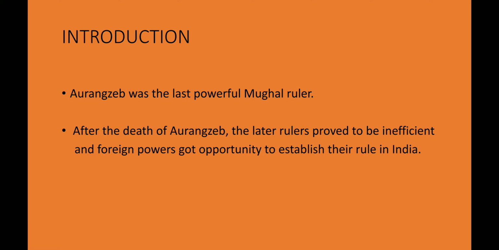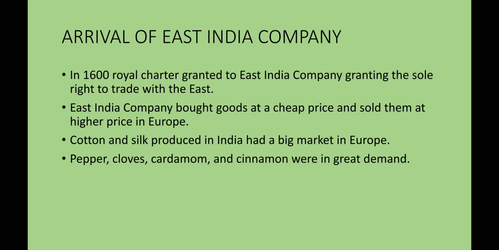As it is written here, Aurangzeb was the last powerful Mughal ruler of his empire. After the death of Aurangzeb, the later rulers who followed him proved to be inefficient, and foreign powers got the opportunity to establish their rule in India. Which foreign power? The East India Company got the opportunity to establish its rule in India, and Aurangzeb died in 1707.